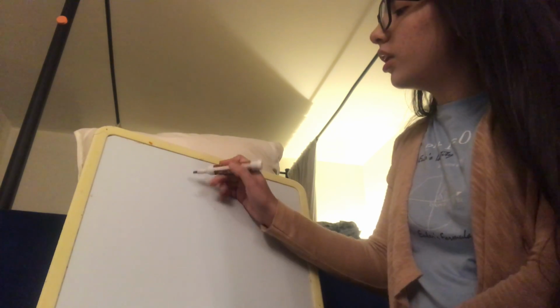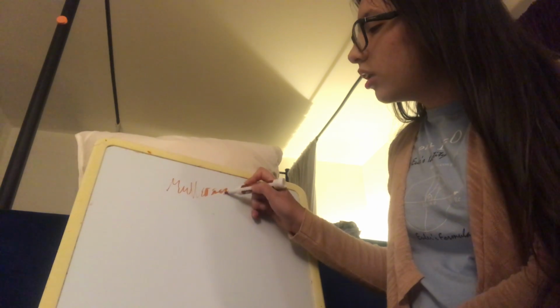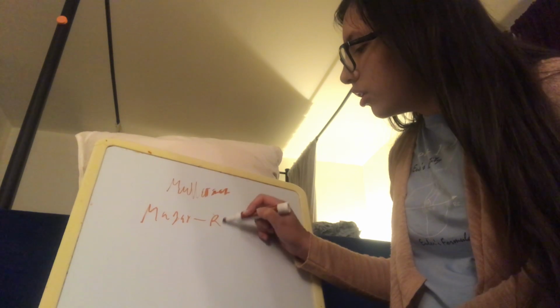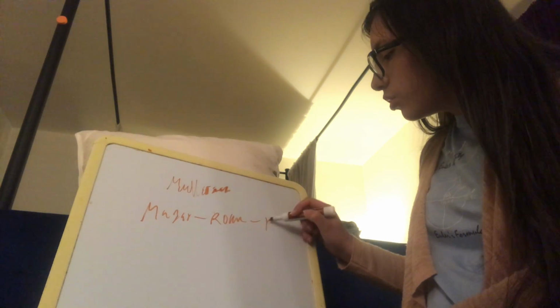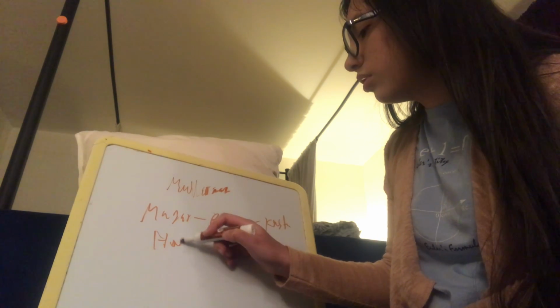Now we're going to see Mullerian agenesia, also called Meyer-Rokitansky-Kuster-Hauser syndrome.